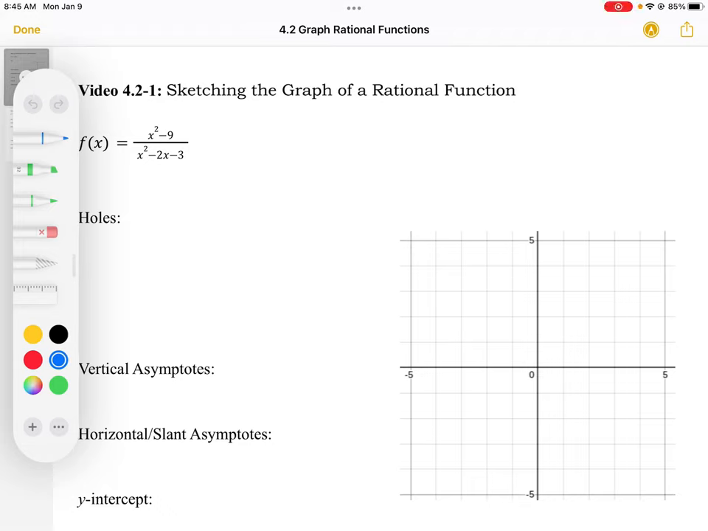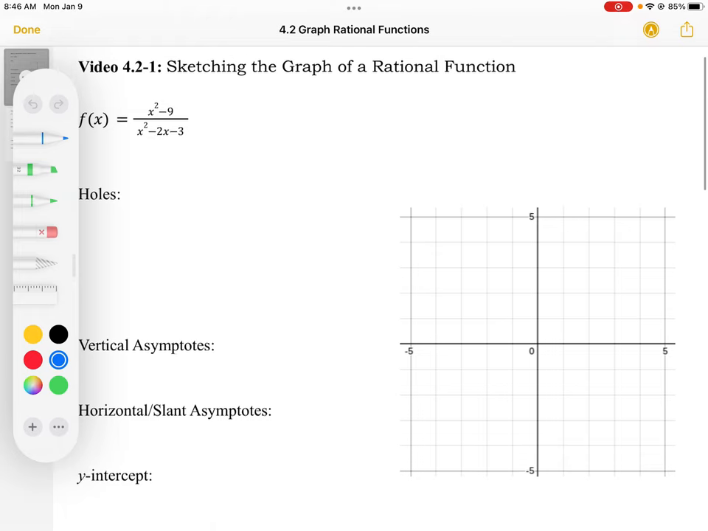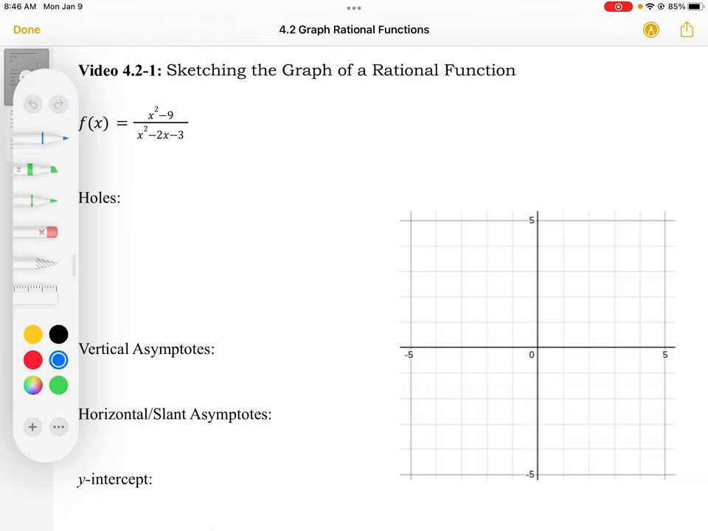In this video, you're going to learn how to sketch a rational function. In previous videos, we learned how to identify horizontal asymptotes, vertical asymptotes, and holes. Here we're going to put all of those pieces together. So let's start off. We're given a rational function, and the first thing that we always need to do is factor. So I'm going to factor the numerator and the denominator.